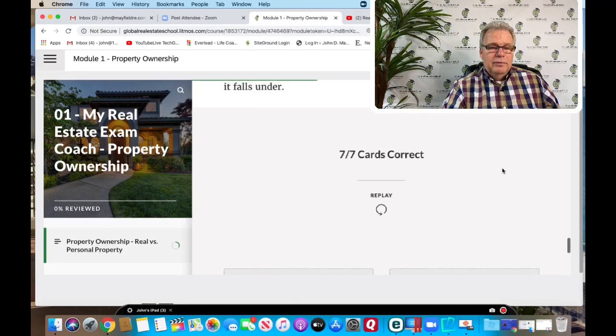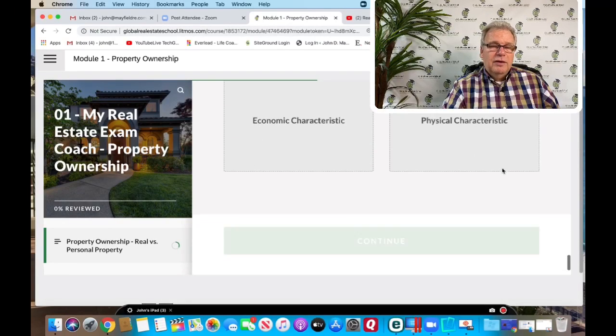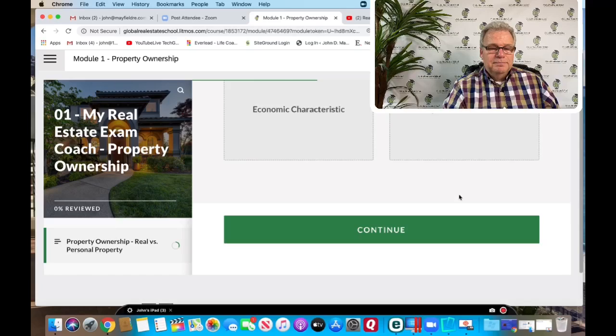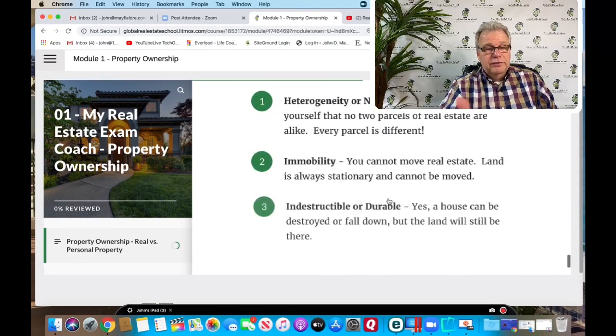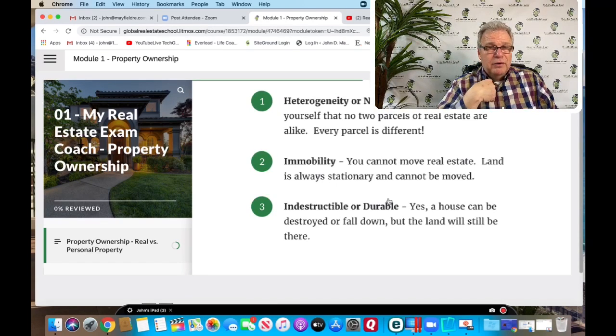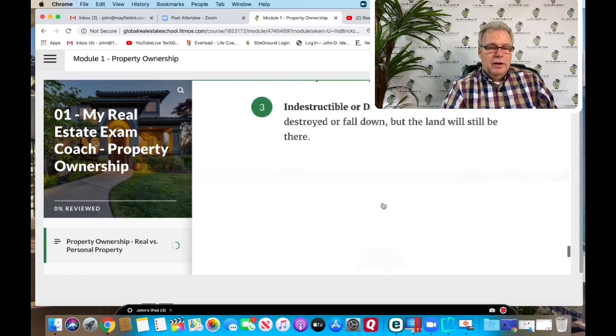So we got 7 of 7 cards correct there, so we did pretty good. Okay, just talked about the physical characteristics. I think these are pretty self-explanatory. For me personally, I have more of a challenge with the economic ones, but I think we all know land is indestructible. It's immobile. You can't move it. And the heterogeneity, or non-homogeneity: no 2 parcels of real estate are alike.